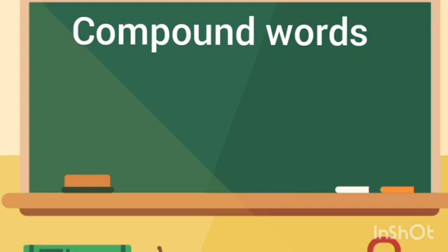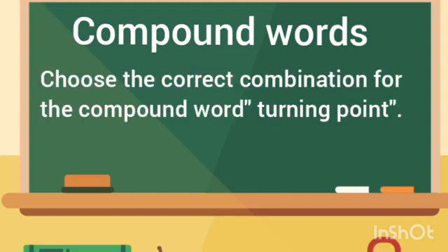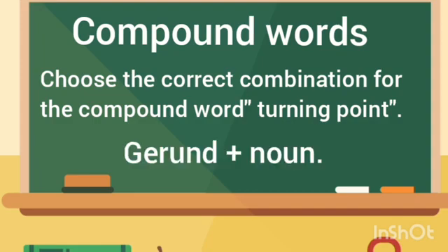The way they will be asking: choose the correct combination for the compound word turning point. What is the answer for this? You have to identify whether it is a noun or an adjective, the two separate words, right? So what is the answer for turning point? The options will be given: noun plus noun, noun plus verb, verb plus noun, gerund plus noun. So what is the answer? Turning, the ing is there, right? So you can understand that it is a gerund plus noun.